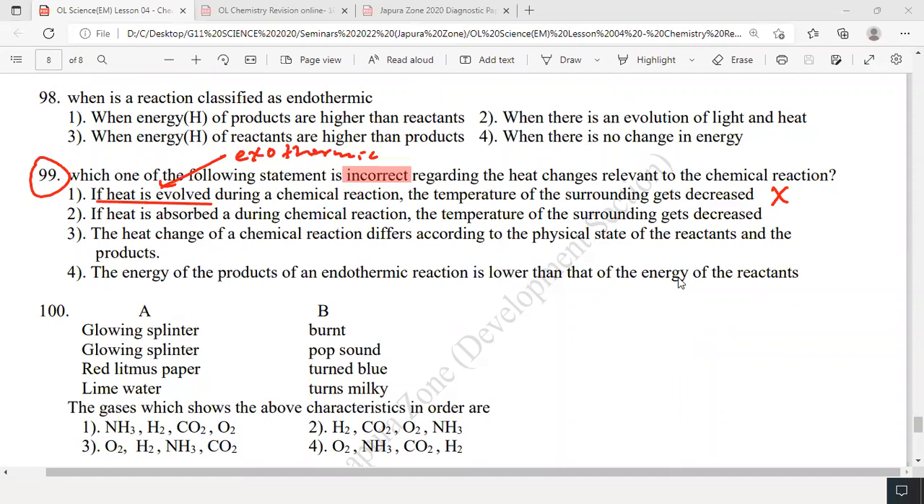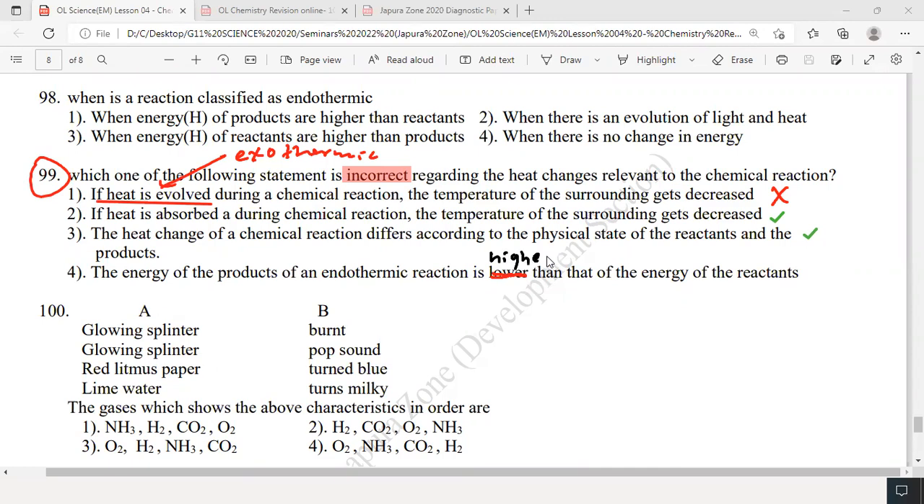Heat is absorbed during a chemical reaction, temperature of the surrounding decreases. That is correct. Heat change of a chemical reaction differs according to the physical state. Yes. Energy of the products of an endothermic reaction is lower. That is, we'll make it higher. There will be two answers otherwise.